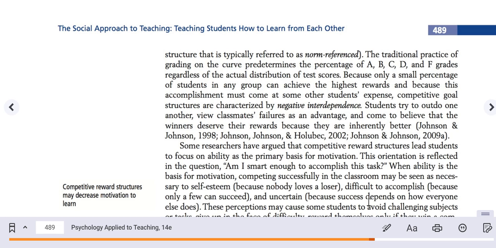Because only a small percentage of students in any group can achieve the highest rewards, and because this accomplishment must come at some other student's expense, competitive goal structures are characterized by negative interdependence. Students try to outdo one another, view classmates' failures as an advantage, and come to believe that the winners deserve their rewards because they're inherently better.